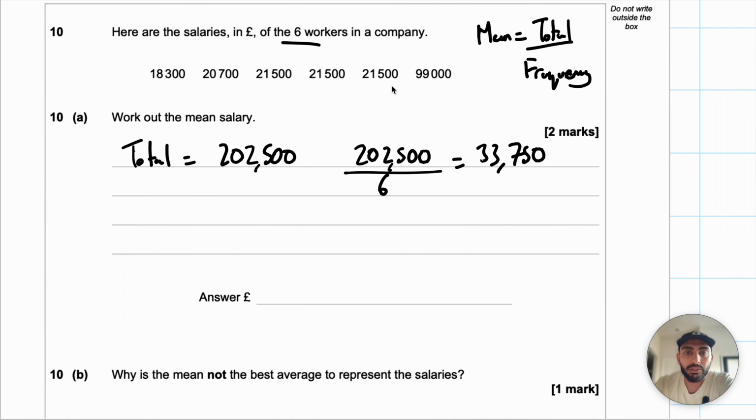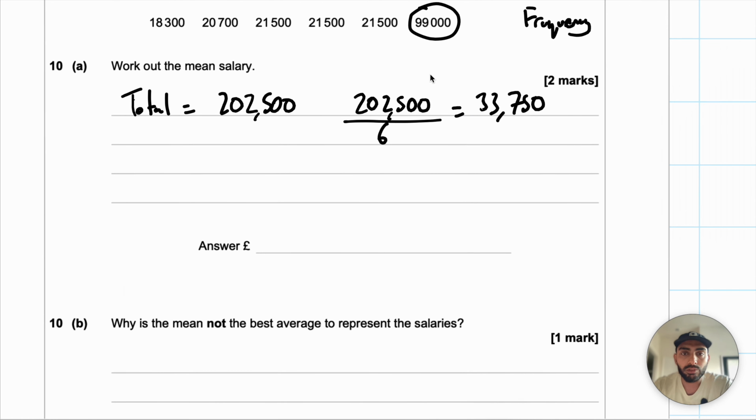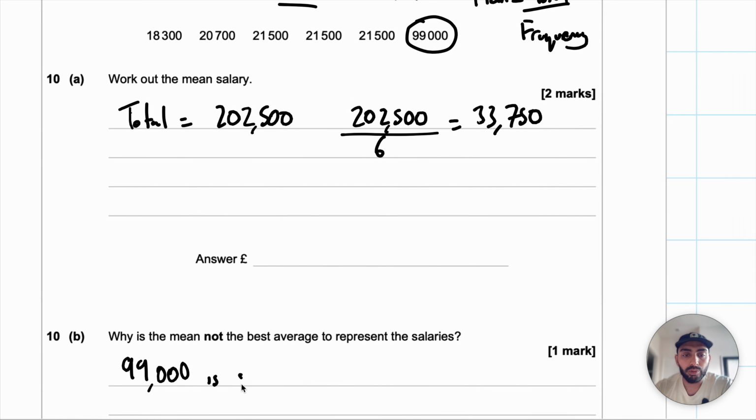Part B, why is the mean not the best average to represent the salaries? If I take a look at all of these numbers, I can see that this number is an outlier. It's far greater than the rest of them, so it's affecting the rest of the data. If I take a look at the mean as well, this mean is greater than most of these people, so I think a median would be more appropriate. But for this question, all we need to say is that 99,000 is skewing the data as it is an outlier.